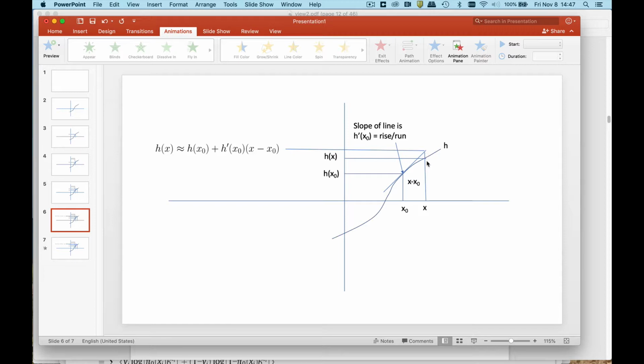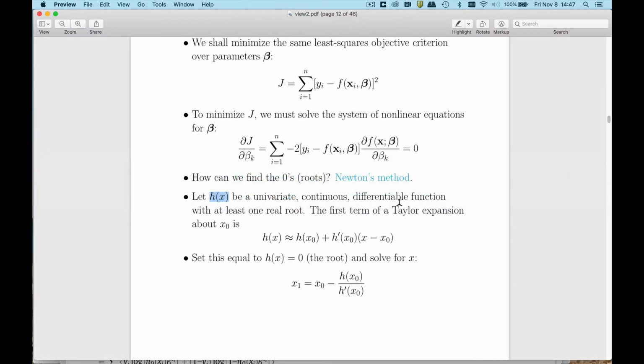Now I've exaggerated things in this picture. In real life, you're hoping you're really close to x naught, and you could see where this first derivative function is very similar to this function h as I'm really close to x naught. When I get further from x naught, then it's not as close. But okay, this is a really key formula that I hope you now understand the geometric interpretation of.